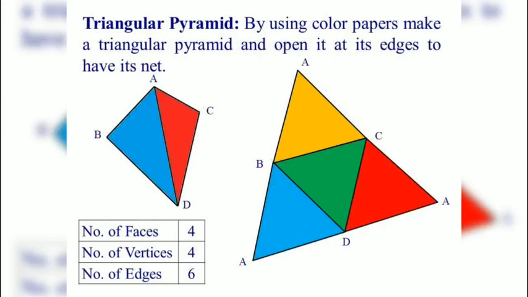Then triangular pyramid. By using color papers, make a triangular pyramid and open it at its edges to have its net. So a triangular pyramid has number of faces 4, number of vertices 4, number of edges 6.